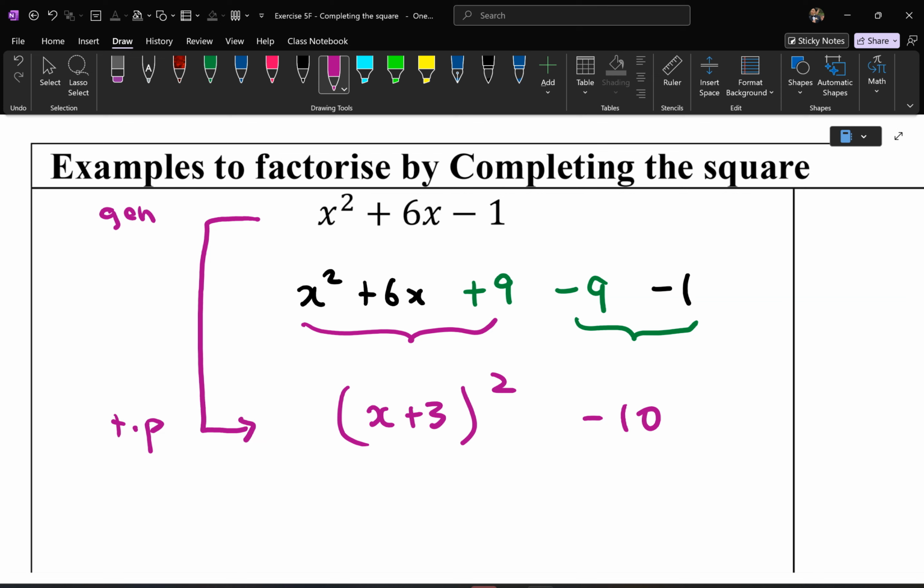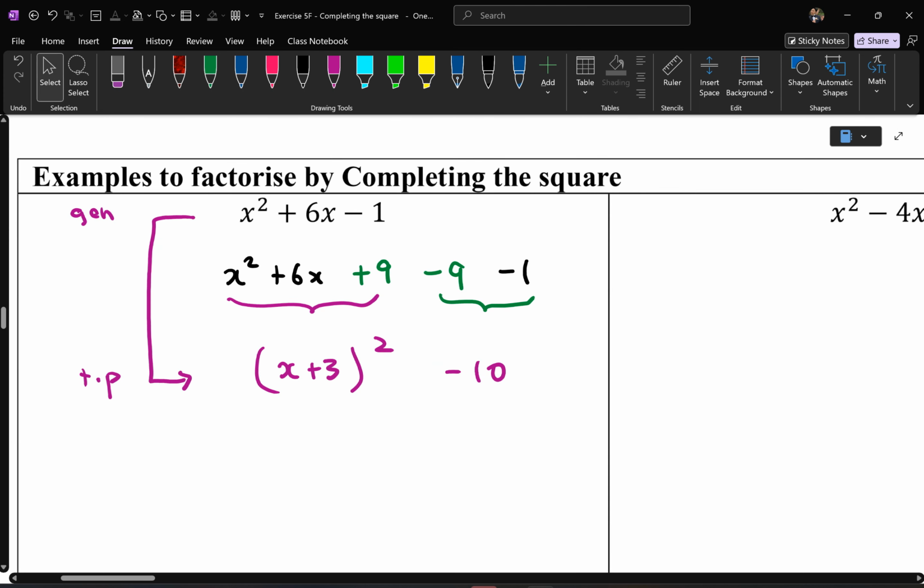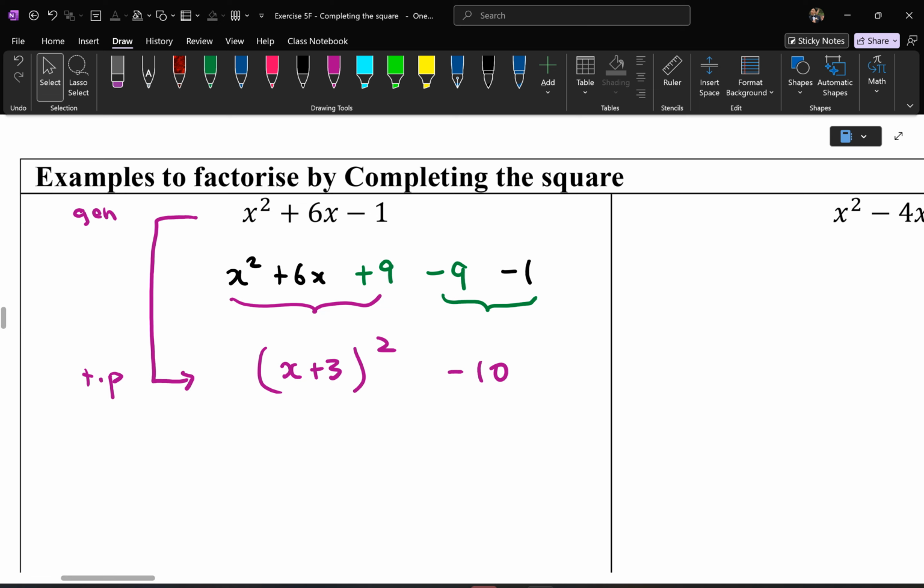Okay, so that's 7a, 7b. 7a, 7b was about you being able to read the turning point form. That's your general form. And right there, that's the completing the square method. How do we feel? So far make sense? Good. All right, let's try the next one.